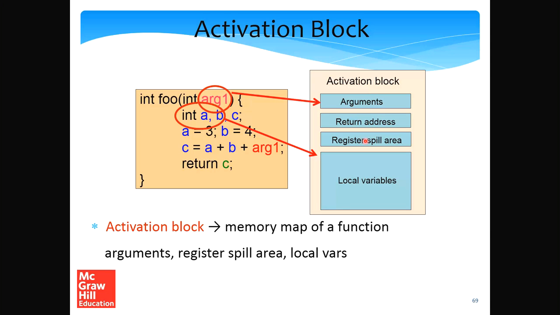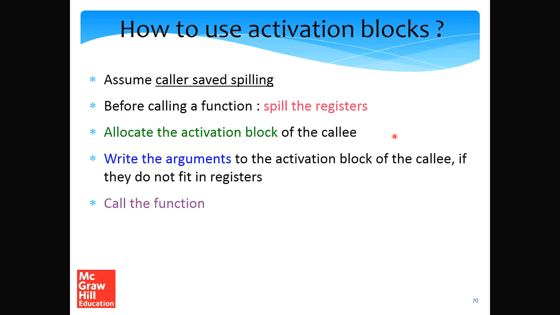So the activation block is essentially the region in memory that is tasked to keep all the values that are required for a function to execute. And as you see, after a function executes and after we return c, the activation block is not required. So how do we use the activation blocks?